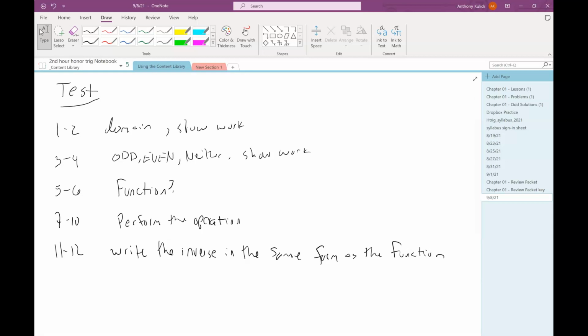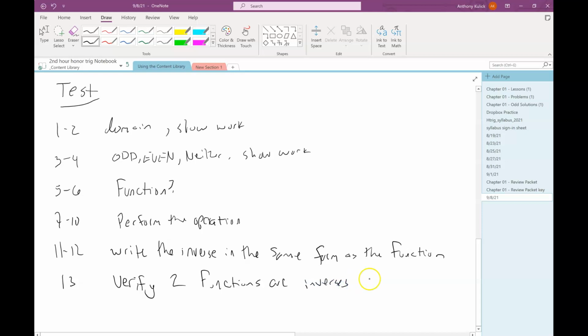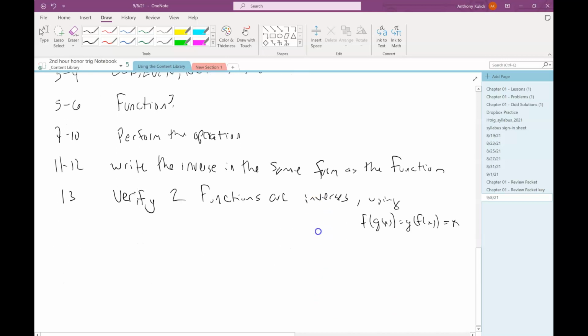Again, we did that. So you should be able to verify 2 functions are inverses. And again, you should do that using that definition of an inverse.